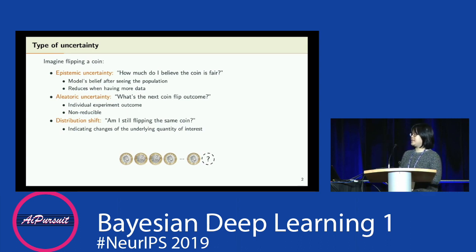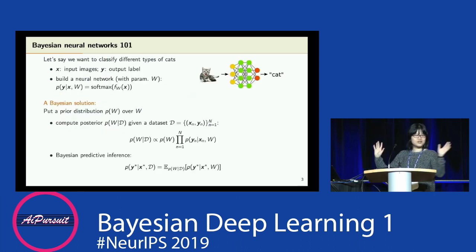One thing that is related to epistemic uncertainty, but I still want to point out, is distribution shift, and I believe there will be another amazing invited talk about this. This is about the scenario where, when you flip the coin, the coin is not in your hand; another person gives you a coin, and this time you need to infer whether you are still flipping the same coin. This indicates changes of the underlying quantity of interest. So this applies to, say, out-of-distribution detection and also distribution shift. Right, so I've talked about the types of uncertainty.